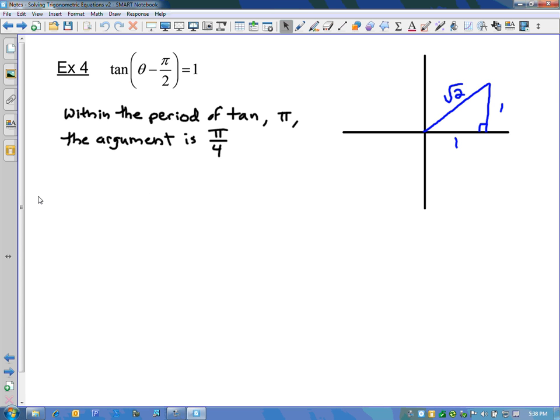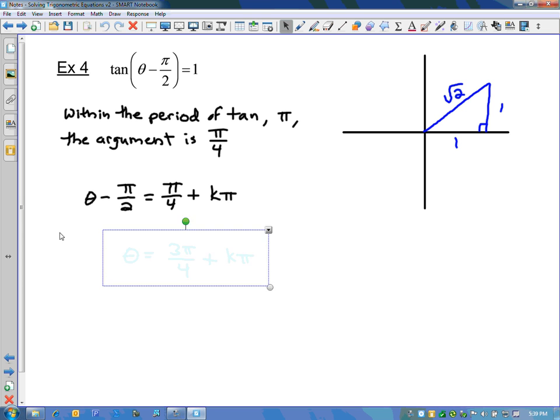So in general, we want to have the fact that the argument is equal to the angle plus the periodicity, and this is where the common mistake is made. Notice how the periodicity is k pi for tangent, not 2k pi. 2k pi you use for sine and cosine, but k pi is what you use for tangent. Then to solve for theta, just add pi over 2 to both sides, and we get theta equals 3 pi over 4 plus k pi.